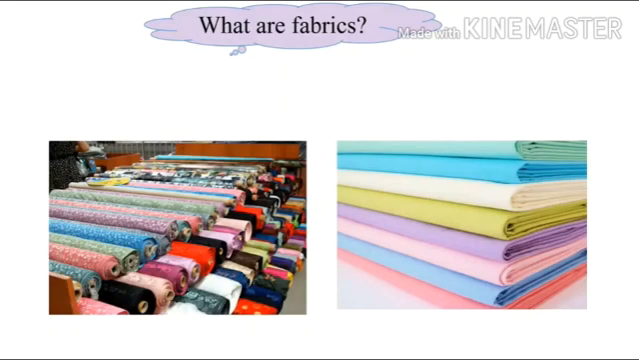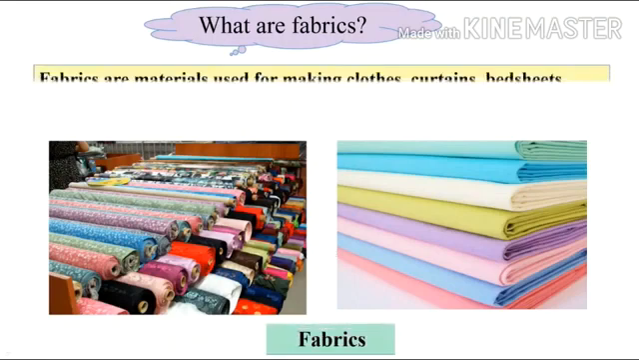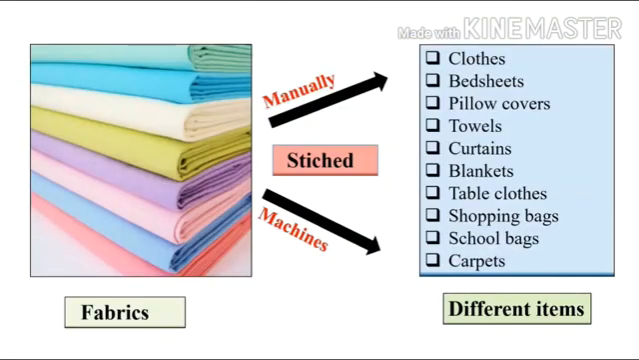What are fabrics? Children, when you go to a textile shop, you can see bundles being kept like this. This is called fabrics. Now the fabrics can be stitched manually by a sewing machine or by using machines in the factory. So we will get the clothes, the bed sheets, the pillow covers, the curtains, the blankets, tablecloth, shopping bags, school bags, carpet, etc. Children, let's go into detail.